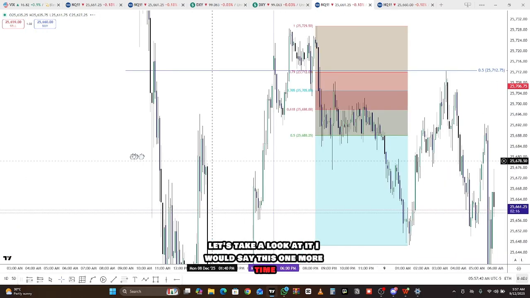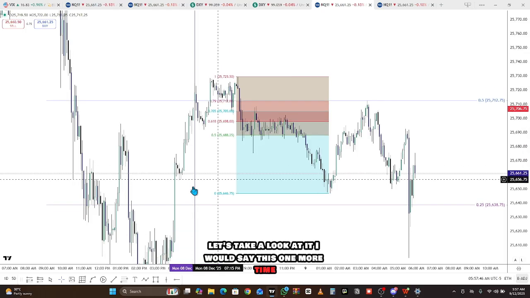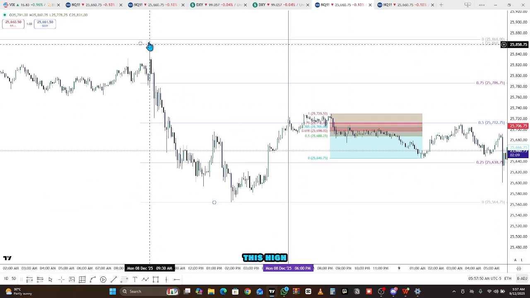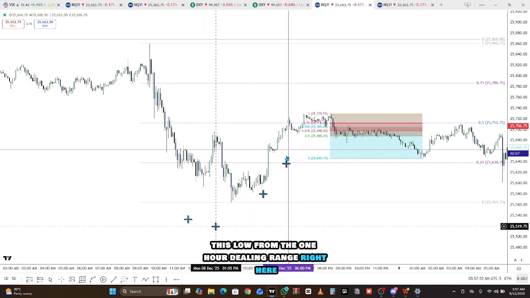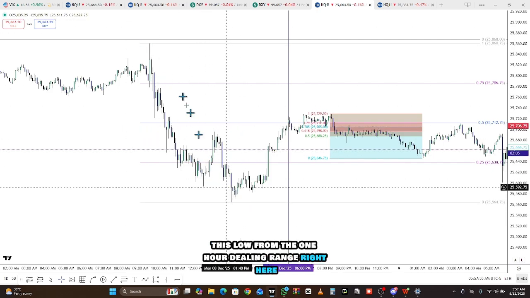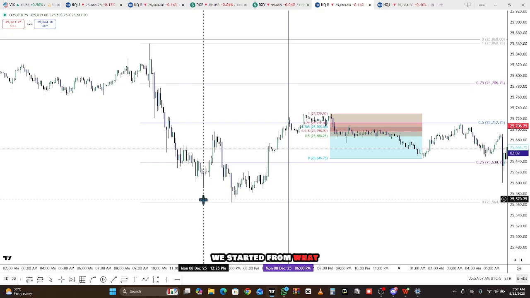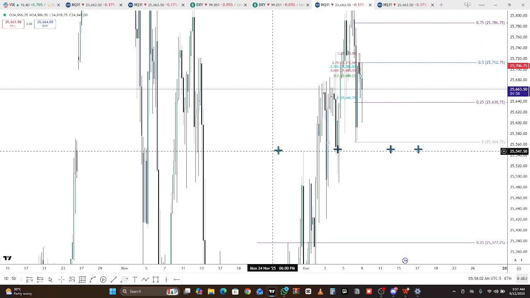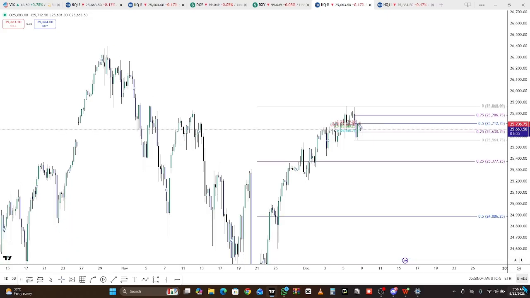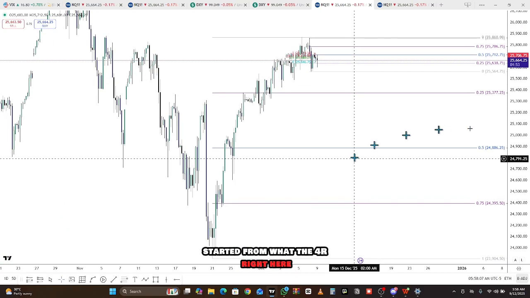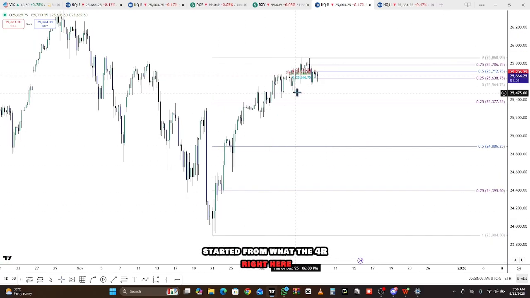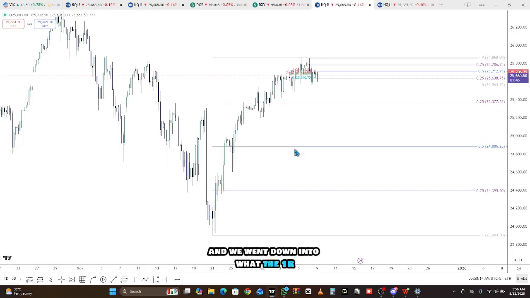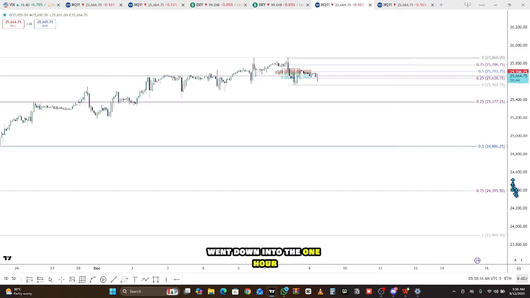Let's take a look at it. I would say this one more time. This high, this low from the 1 hour dealing range right here. We started from what? The 4 hour right here. And we went down into what? The 1 hour. Went down into the 1 hour.